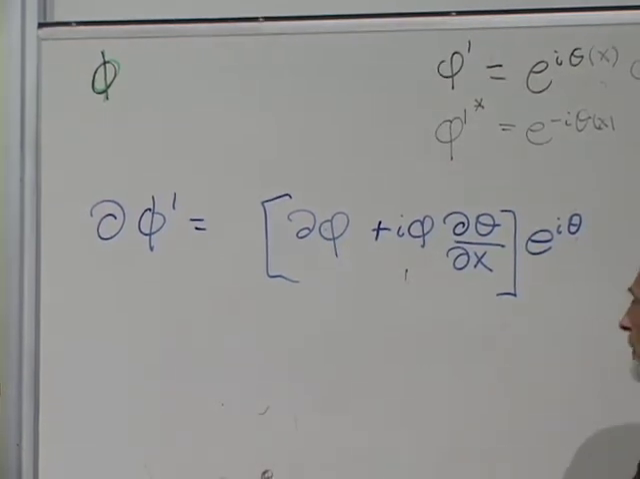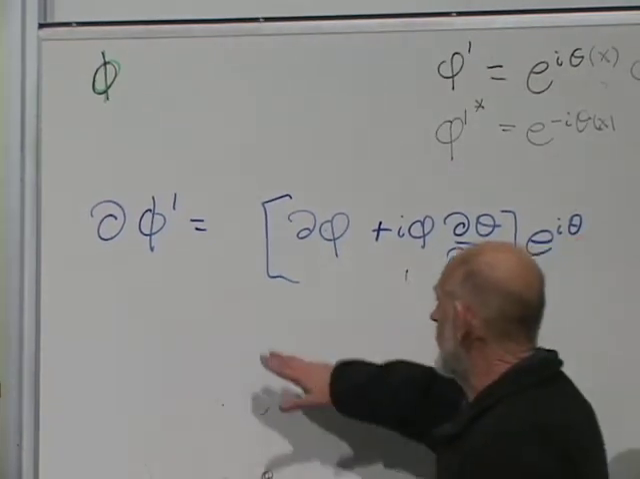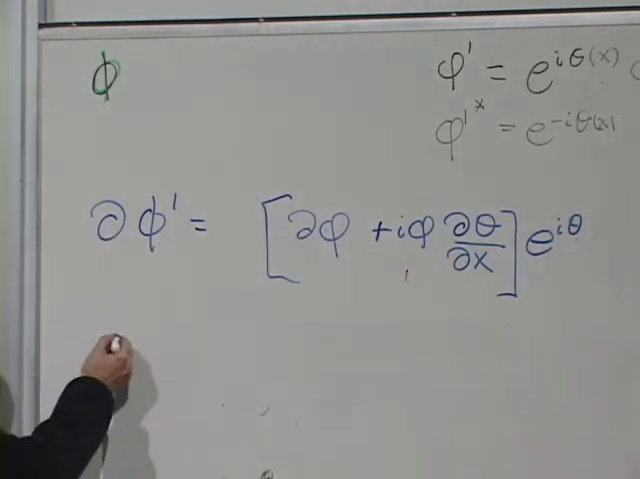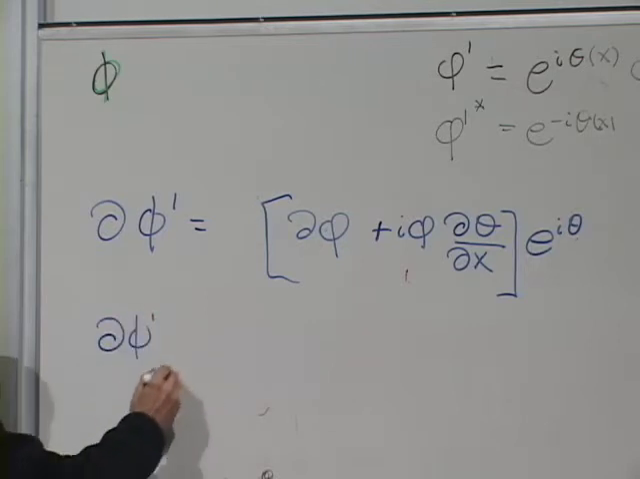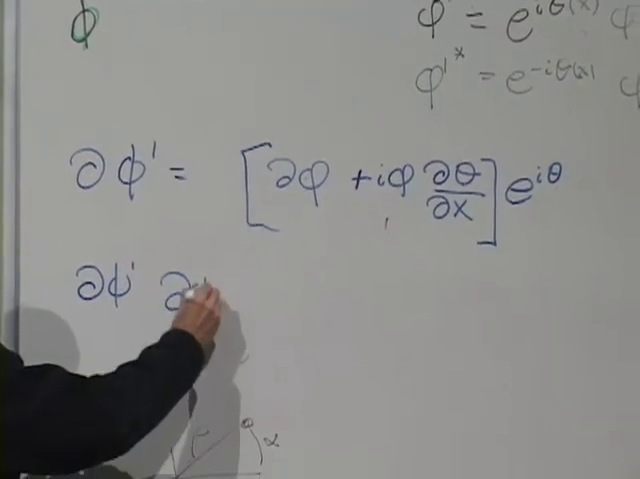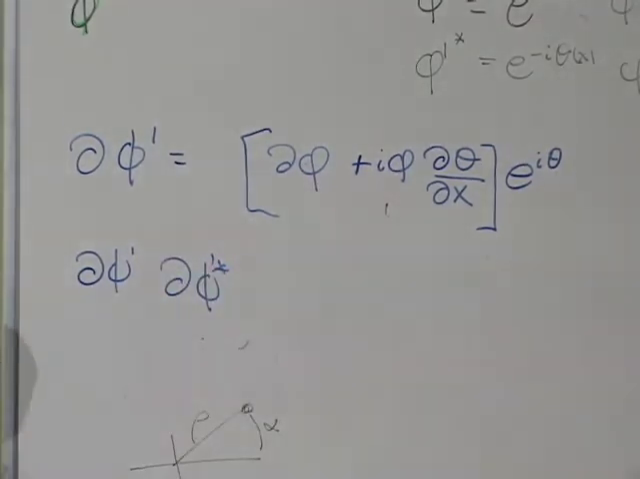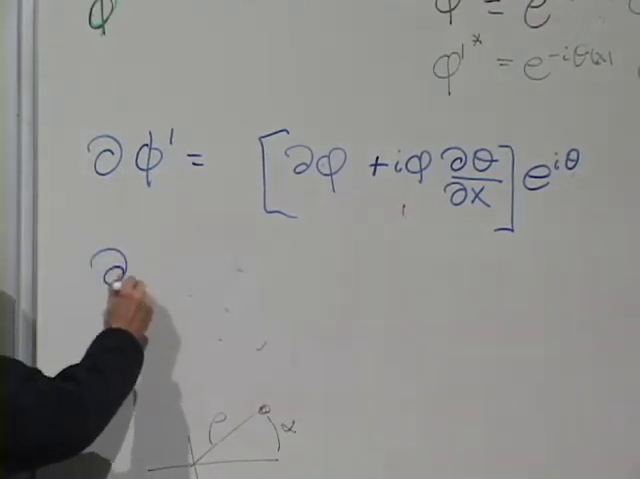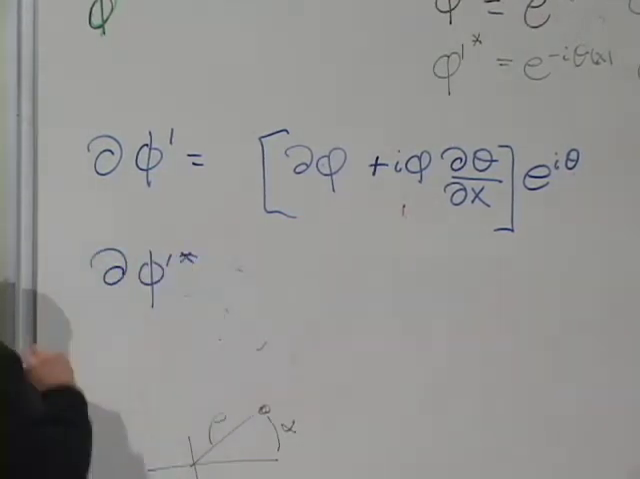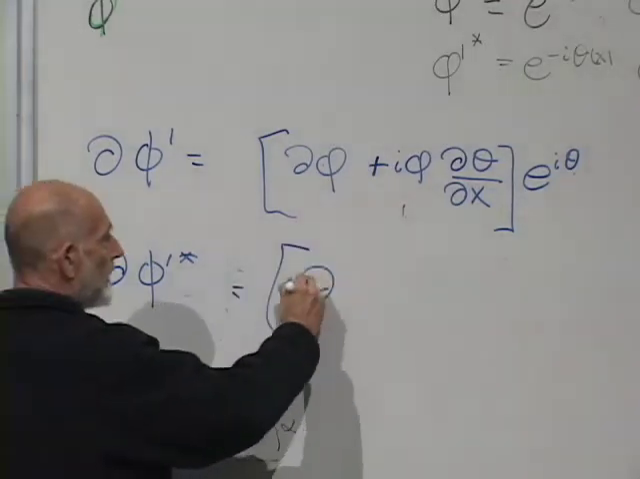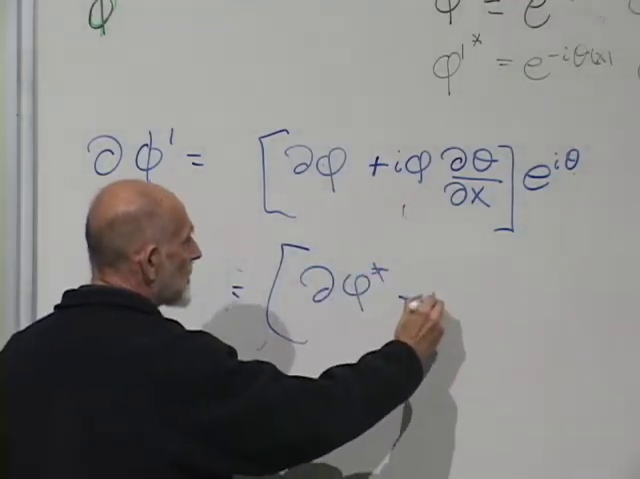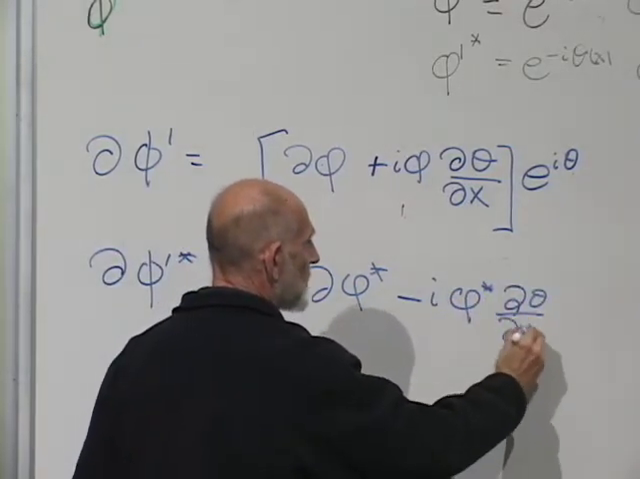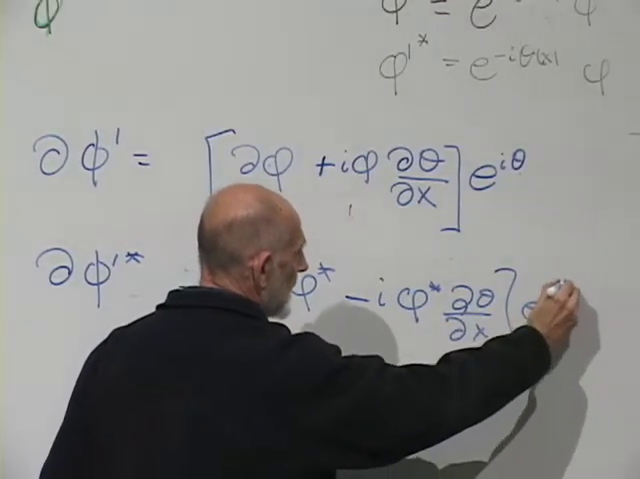Okay, now let's write the Lagrangian as we might think of it in terms of phi prime. It contains, we know, phi prime, we're interested in the derivative of phi prime, the derivative of phi star prime. Oh, let's write the derivative of the conjugate. The derivative of phi prime star. That's just the derivative of phi star minus i phi star, derivative of theta with respect to x, times e to the minus i theta.